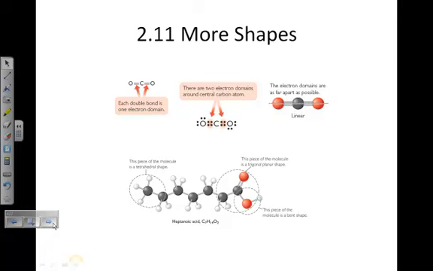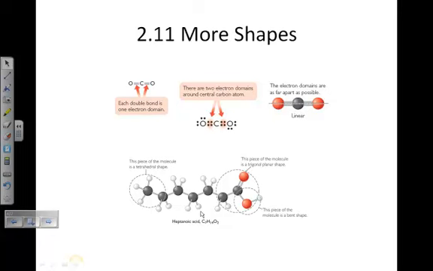In section 2.11, there are more shapes to consider. One would be for carbon dioxide. When you have the double bonds in carbon dioxide, keep in mind that there are no lone pairs above and below the carbon. So you don't create a bent shape. You literally have 2 domains, and in having 2 domains, you can separate them 180 degrees, which is a maximum distance.